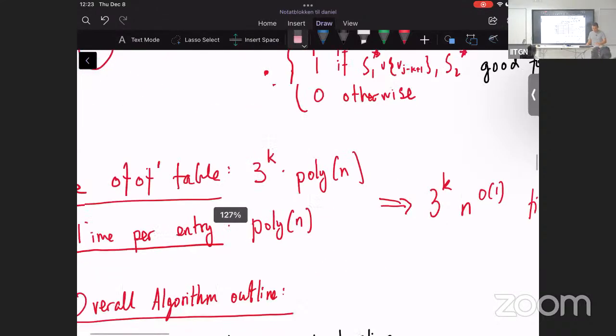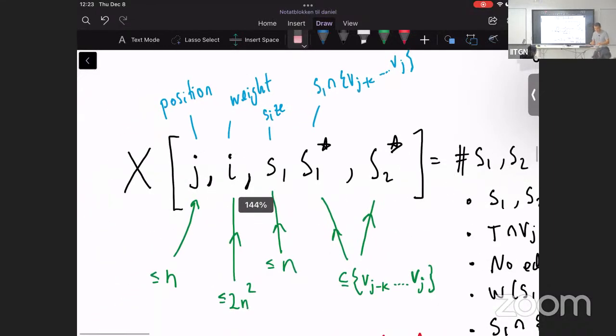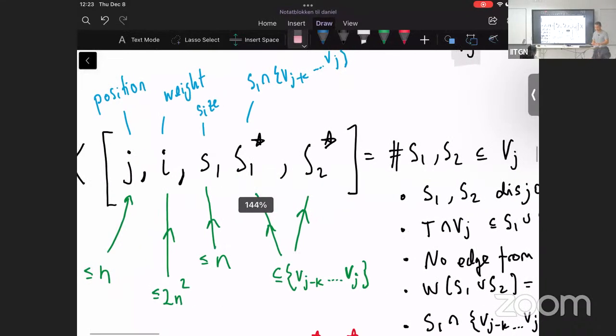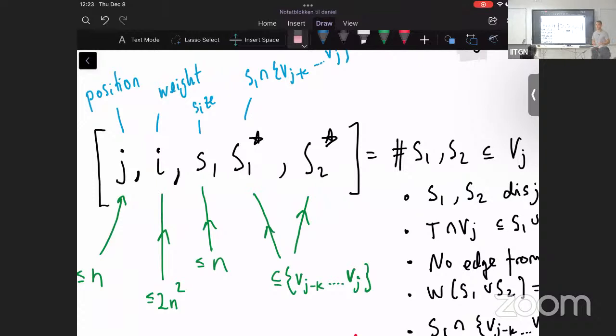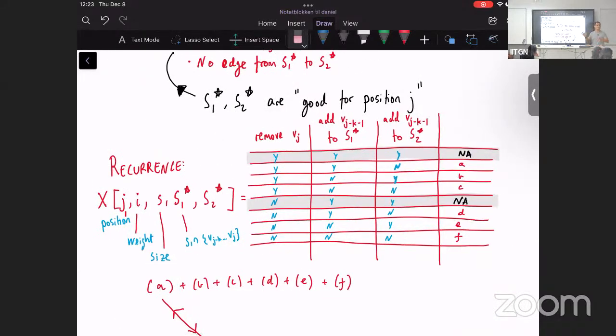Now, the important thing is, what is the size of the table? I have poly n for j, poly n for i, poly n for s, 2 to the k for s1 star, 2 to the k for s2 star, so 4 to the k, but s1 star and s2 star are disjoint, so for every element I can say it's either neither in s1 star nor s2 star, or it's in s1 star, or it's in s2 star. So for every element I have 3 possibilities, so my table has size 3 to the k, not 4 to the k.